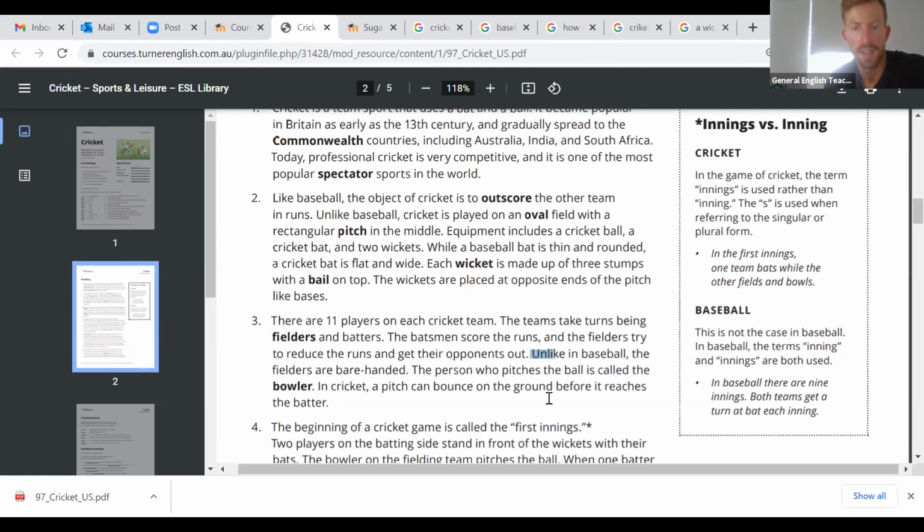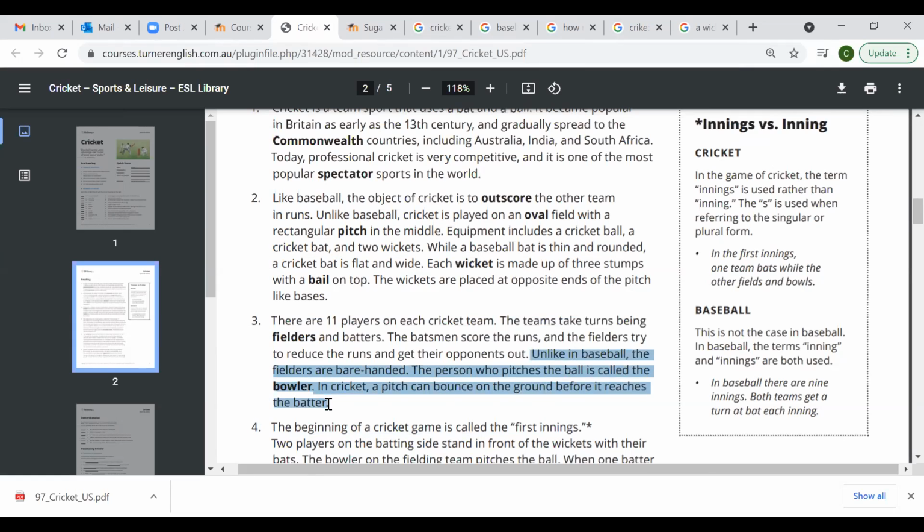Next person is Andrea. Like in baseball, the fielders are bare-handed. The person who pitches the ball is called the bowler. In cricket, a pitch can bounce on the ground before it reaches the batter. I don't understand anything. That's all right.